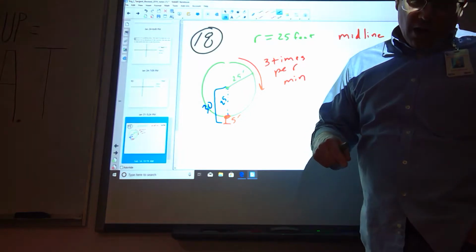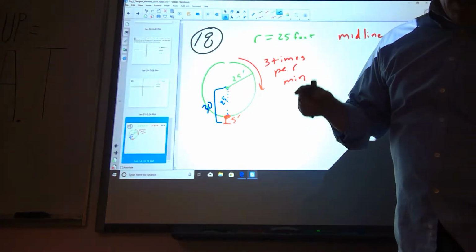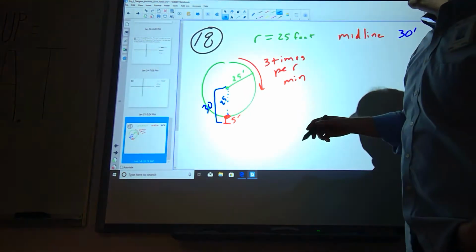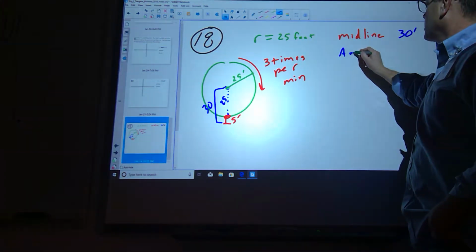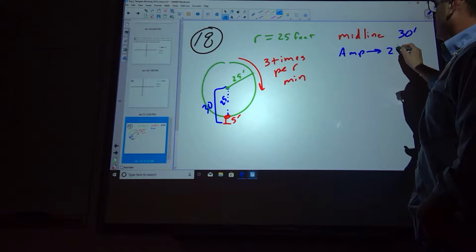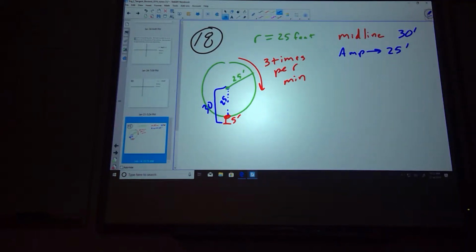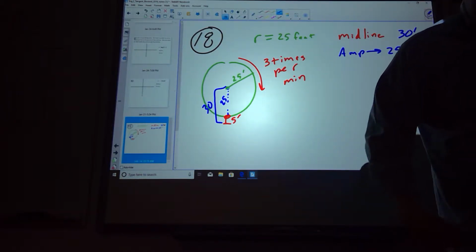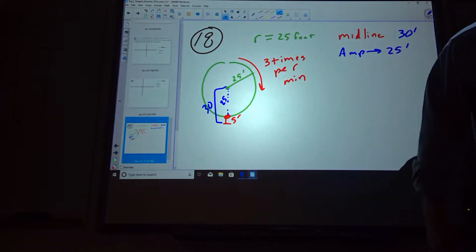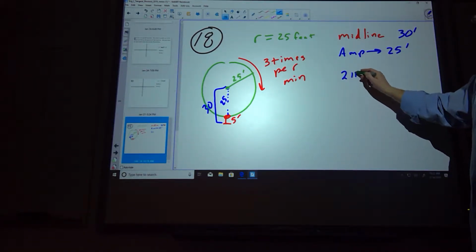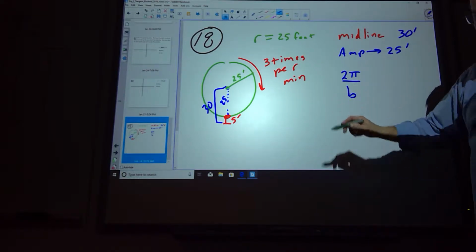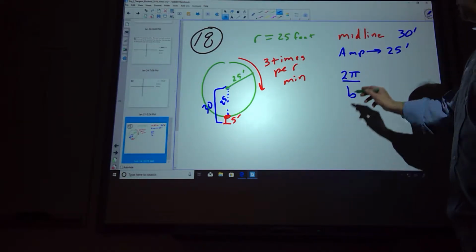Find the amplitude of the function. Consider how far the maximum height of the Ferris wheel is from the midline. Oh, okay. So our amplitude has to be the radius, 25 feet. And then how long does it take the Ferris wheel to make 1 revolution? Okay, so we're going to use 2 pi over b. Okay, that will equal our period.